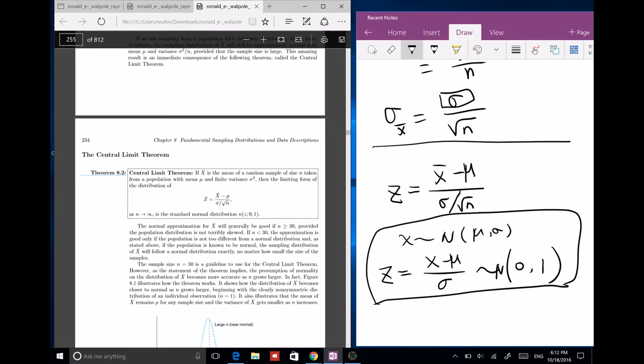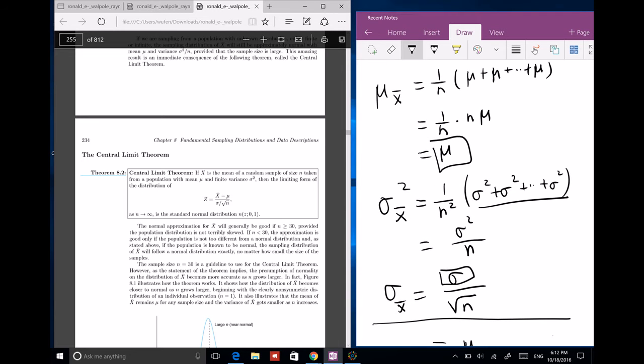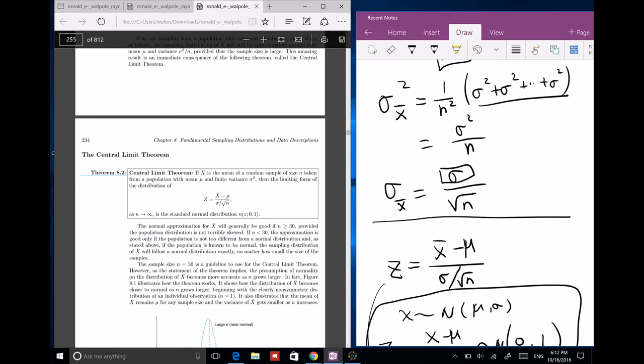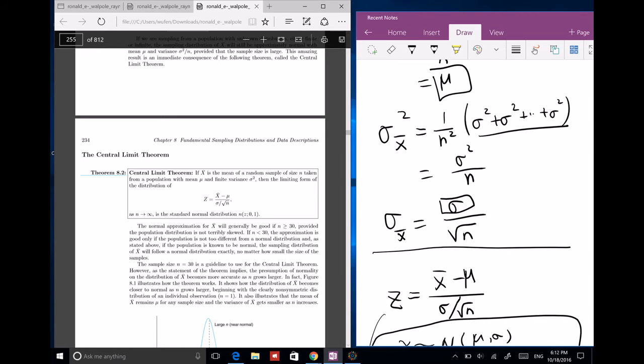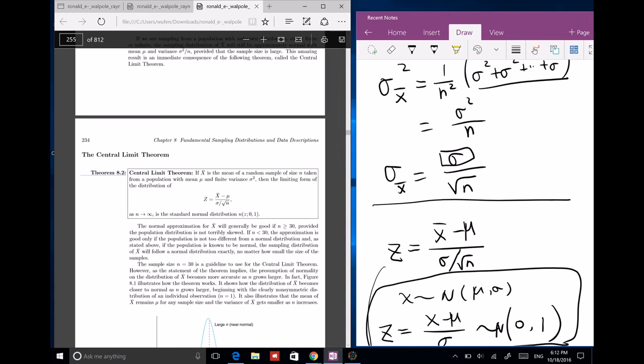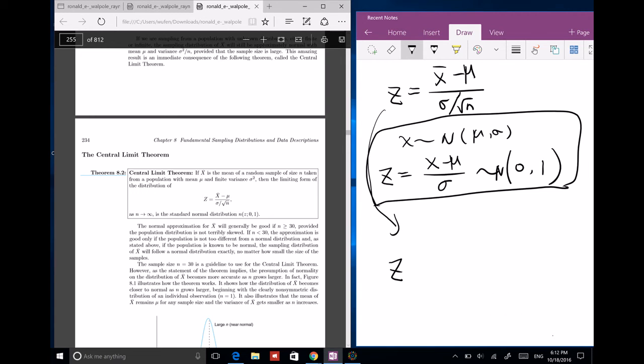This is the same idea, though not exactly the same. We just proved that the mean of X bar is mu, and that the standard deviation of X bar is sigma over the square root of n. So we use the same formula: X bar minus mu gives a mean value of 0, and dividing by sigma over the square root of n gives a standard deviation of 1.